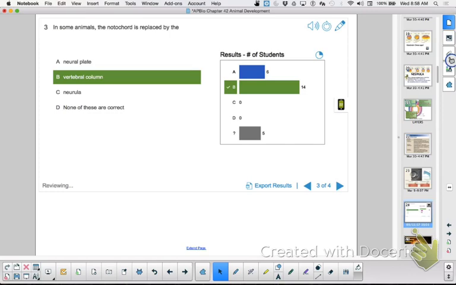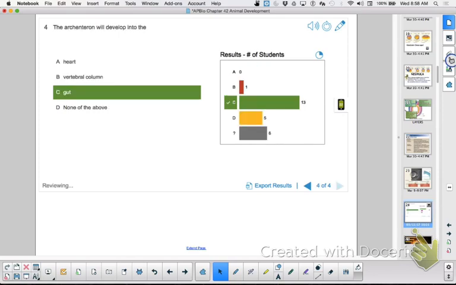Okay, so in some animals, the notochord is replaced by the vertebral column. The notochord does become the vertebral column. It does not become the neural plate. The neural plate is the beginnings of the ectoderm, which is then going to be the neural tube. Okay, the notochord is below that. Those are 2 different things. Check your BioBuddy screen, see if they were one of the 6 that struggled. Come alongside them. Look at their screen. Okay, and the archenteron will develop, we talked about this a couple of different times, the gut. Okay, the archenteron will develop into the gut.